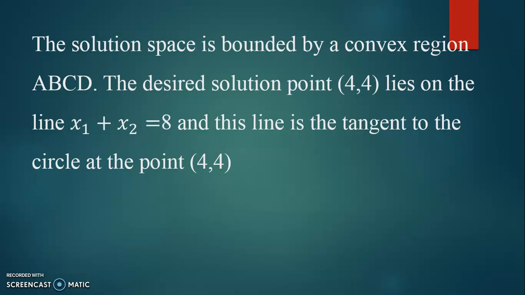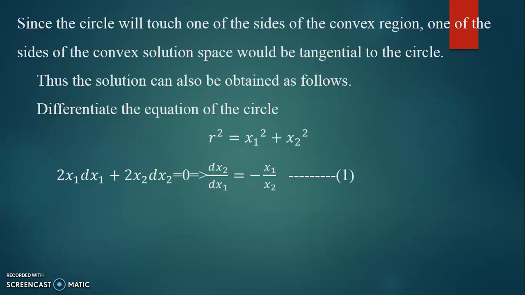The solution space is bounded by a convex region ABCD. The desired solution point 4, 4 lies on the line x1 plus x2 equal to 8, and this line is the tangent to the circle at the point 4, 4. Since the circle will touch one of the sides of the convex region, one of the sides of the convex solution space would be tangential to the circle. Thus, the solution can be obtained as follows.